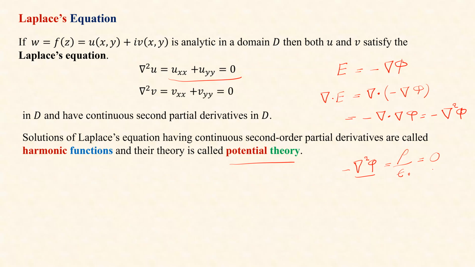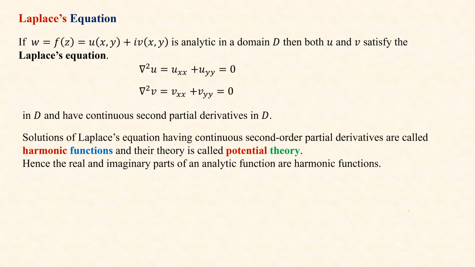So you see the Laplacian of the potential function in physics is 0 in free space. That's why when a function satisfies the Laplace equation, which is del squared of that function equal to 0, we call it a potential function, and the theory behind it is called potential theory. All right, so that's the story behind potential theory.